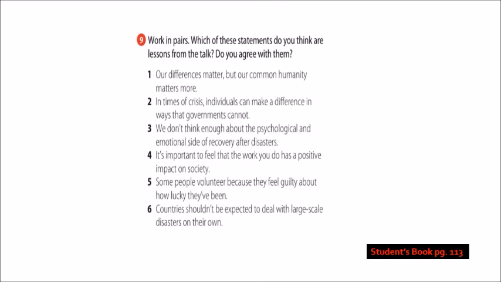Number 6, countries shouldn't be expected to deal with large-scale disasters on their own. I don't know. I would disagree with this one a little and agree because I think, well, the country has to do something for its people, but sometimes a disaster can be gigantic, so it's kind of difficult for just the country to do something. It needs society and maybe also support from other countries as well. That's what I think of it.